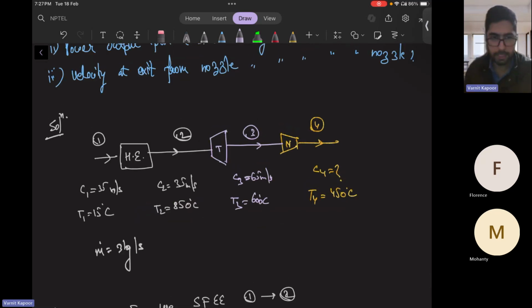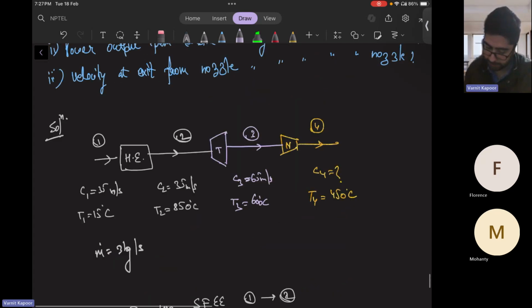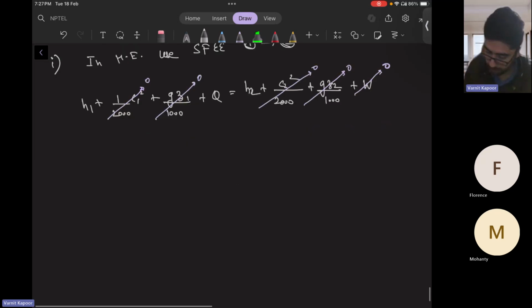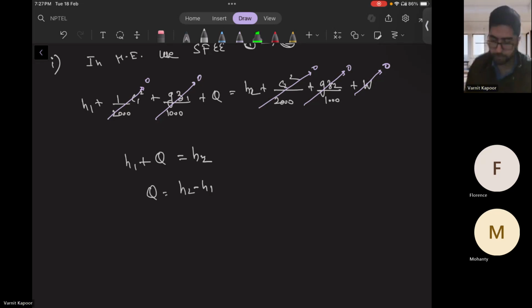The temperature is definitely different, and they have asked for the rate of heat transfer. A heat exchanger doesn't give us any work, so this is also 0. So you are left with the equation H1 plus Q is equal to H2, so Q is equal to H2 minus H1. They have asked for heat transfer in kilowatts, so it will be m dot (H2 minus H1). The mass flow rate will also be incorporated here.